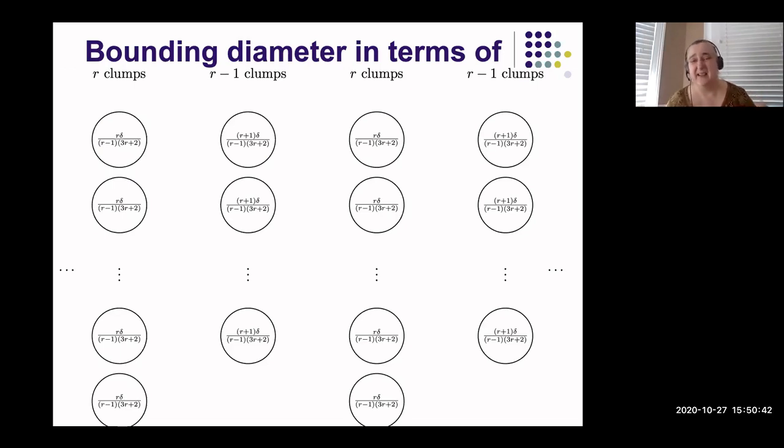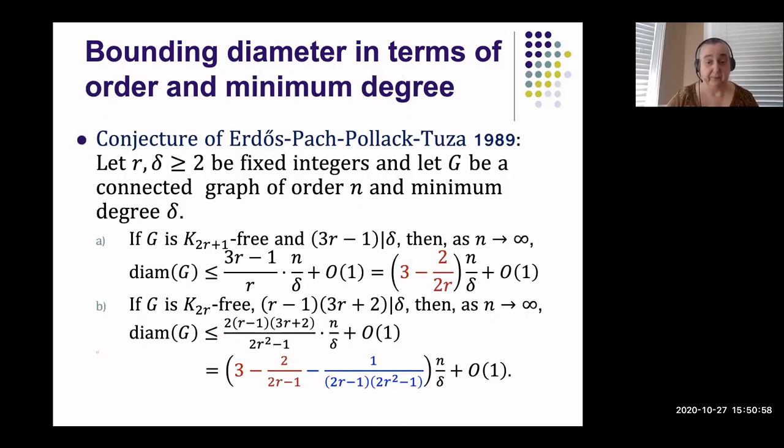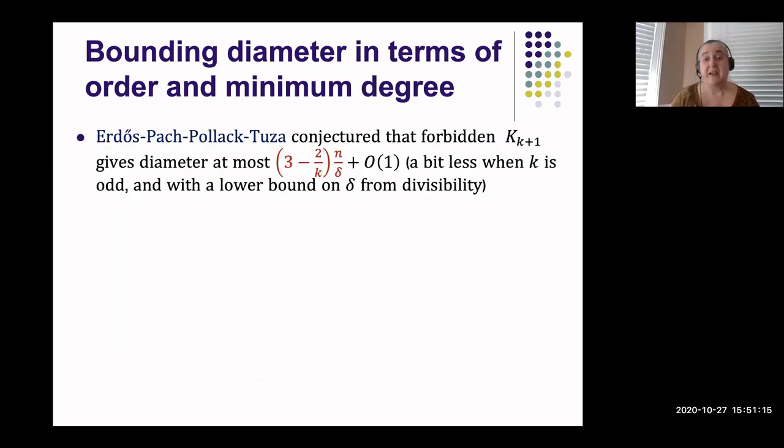Now you don't have the exact same number of clumps in every column: r clumps, r minus 1 clumps. The clump sizes are not the same, but you do some algebra, it works out. I don't even want to go through it because it's a bit more tedious. But I want to rewrite again that quantity as 3 minus 2 over 2r minus 1. 2r minus 1 is not the maximum clique size that's allowed, minus a teeny bit more, times n over delta plus big O(1).